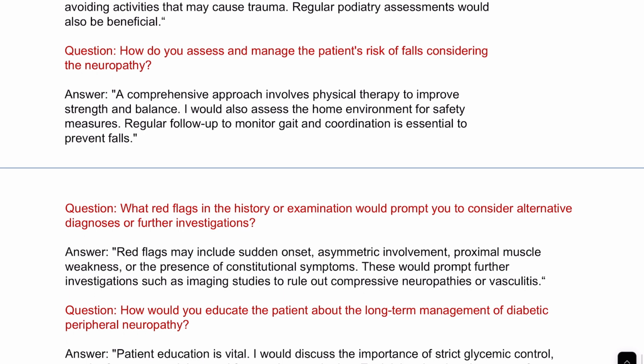Okay, another question: how do you assess and manage the patient's risk of falls considering the neuropathy? So in this, a comprehensive approach involves physical therapy to improve strength and balance. I would also assess the home environment for safety measures. Regular follow-up to monitor gait and coordination is essential to prevent falls.